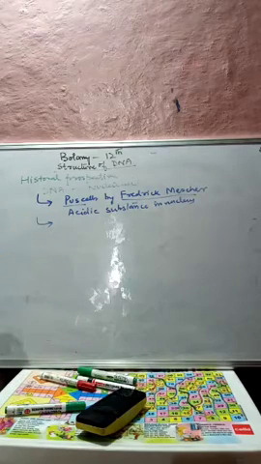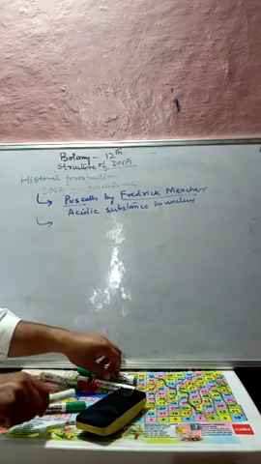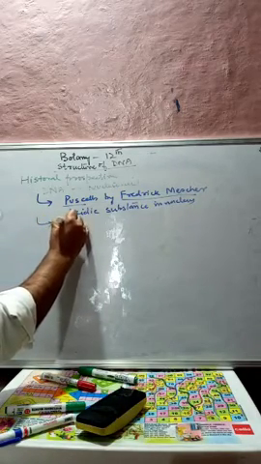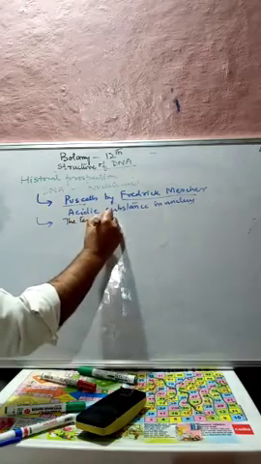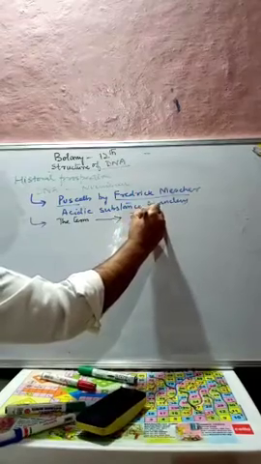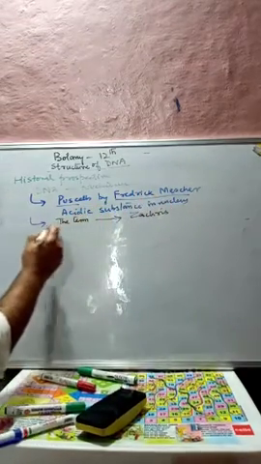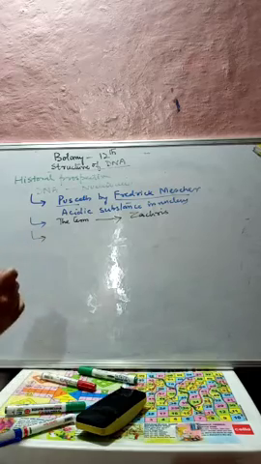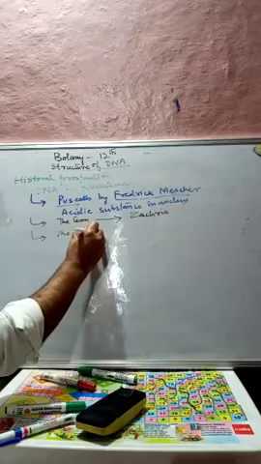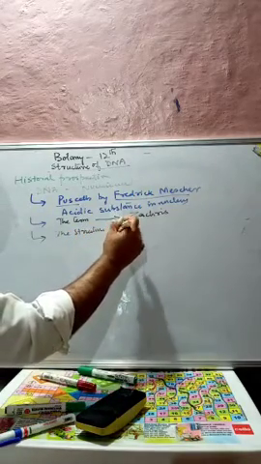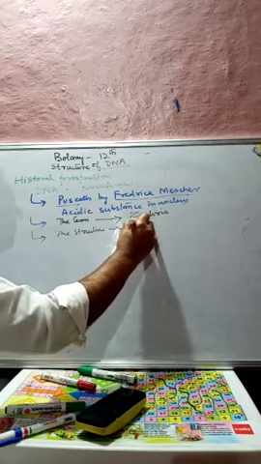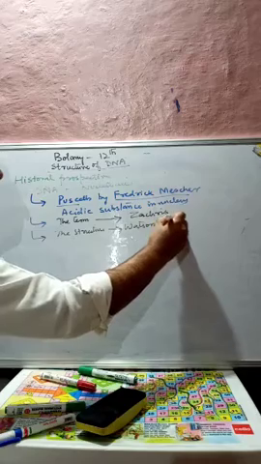Second, regarding this DNA, the term DNA was first of all given by Zacharias. And the model, the structure of this DNA, was given by Watson and Crick.